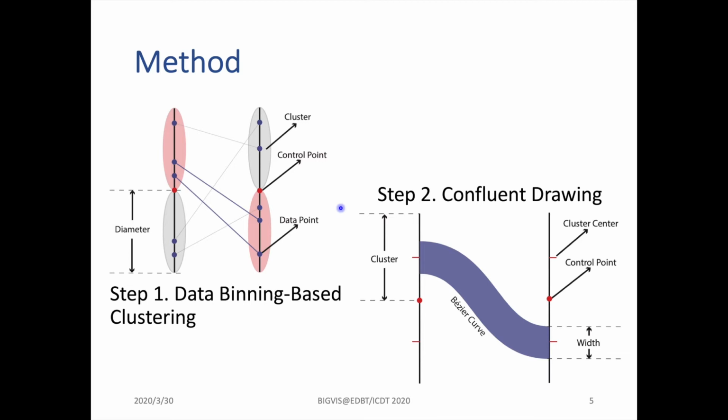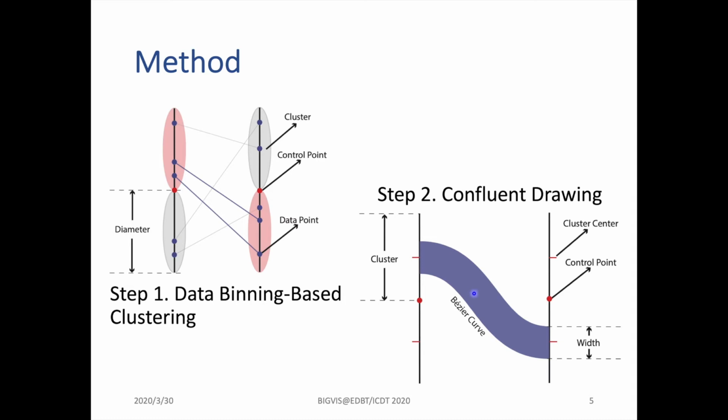Our approach is based on the combination of data binding-based clustering and confluent drawing. It uses data binding to cluster data points for each dimension. The initial number of clusters in each dimension is configured by users, and for each dimension, all the initial clusters have the same diameter. Then our approach uses confluent drawing to merge these edges into a bundle.